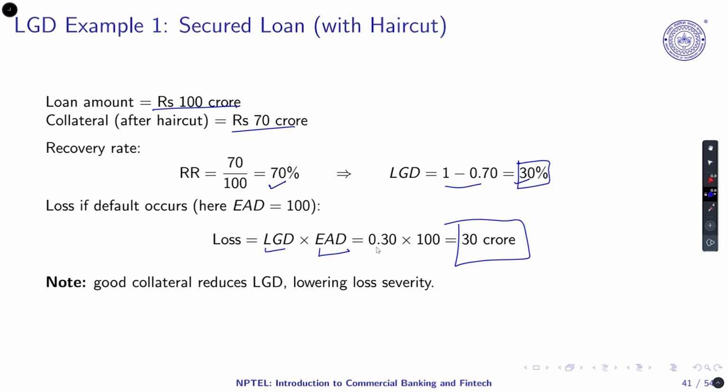That is quite applicable here: the loss is 30 crore, and you can calculate it by multiplying loss given default with exposure at default. Good collateral reduces LGD, and lowering loss further improves it.